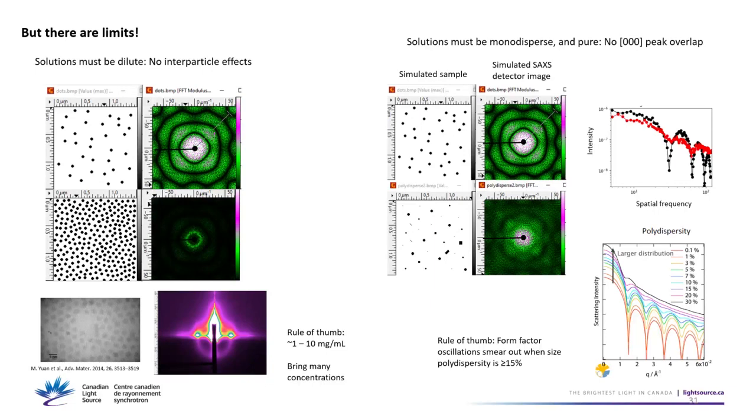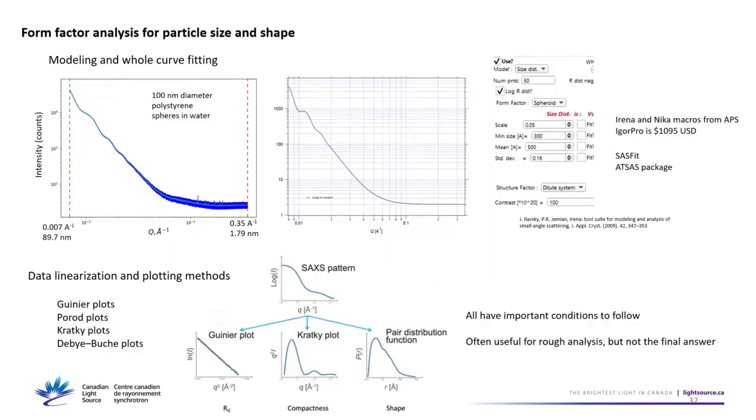So in this simulated pattern here, I've got a bunch of squares and some squiggly lines, and these fringes kind of get washed out. You can't really resolve them anymore. So generally, you need to have a polydispersity lower than 15% to have any hope of seeing these things. So those are the two limits. And then what do you do with this data? How do you process it?